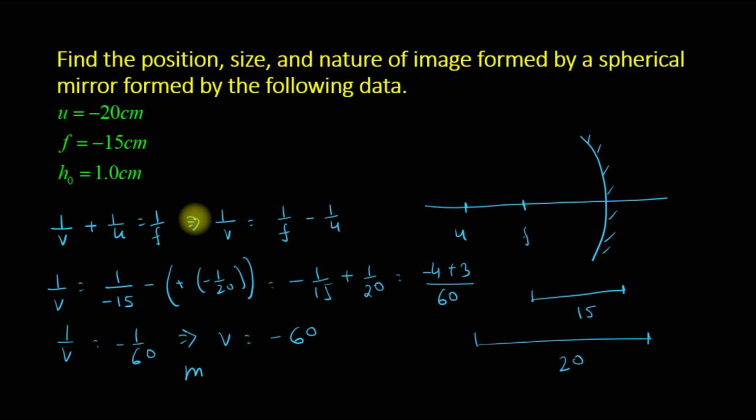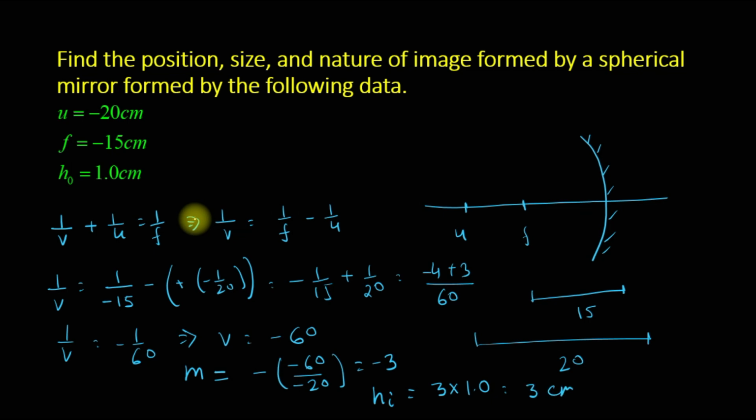Now magnification: m is equal to minus v over u. So v is minus 60 and u is minus 20. So the magnification is 3 times with a negative sign, and the negative sign says that the image is inverted. Now the height of the object is 1.0 centimeter. So the height of the image is 3 times the object, 3 multiplied by 1.0. So the height of the image is 3 centimeter but in an inverted position.